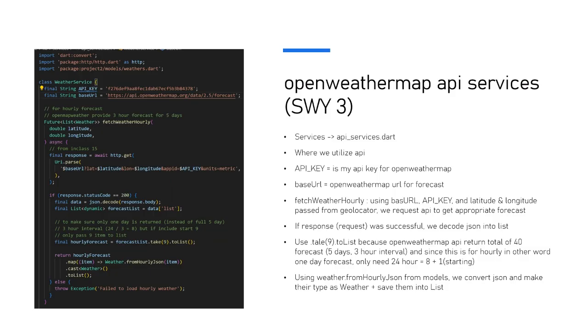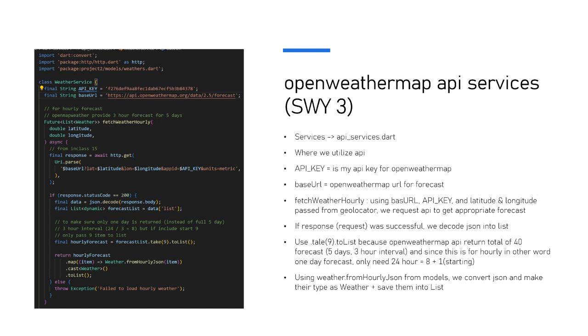Next, I created a services folder with api_services.dart. This is where we utilize the API. I saved the API key and base URL to successfully access the OpenWeatherMap API, and fetchWeatherHourly uses the base URL, API key, and latitude and longitude from geolocator to get the API data we need.